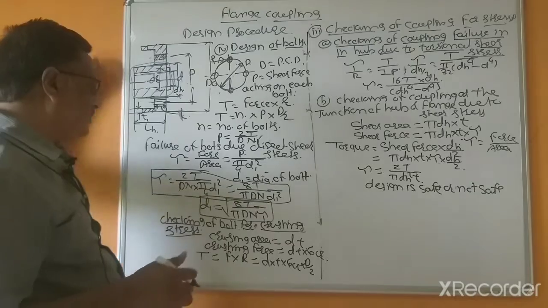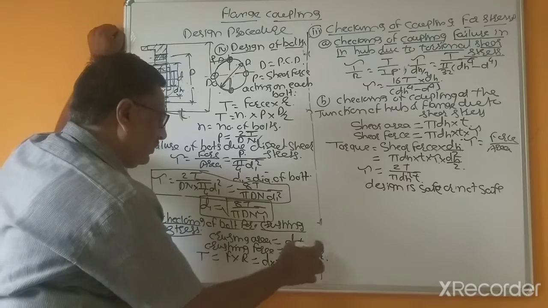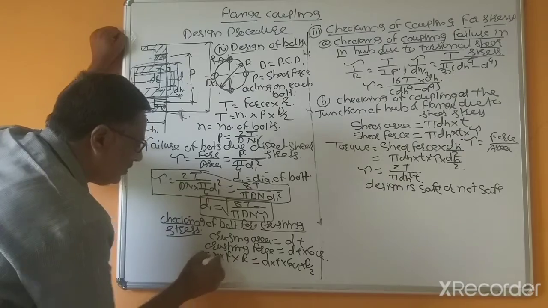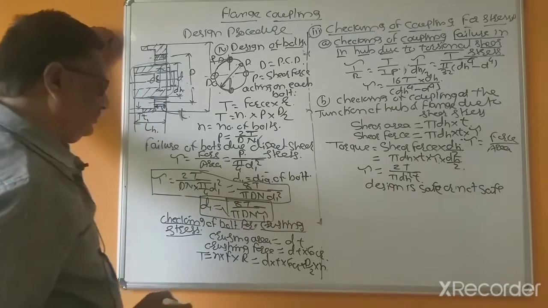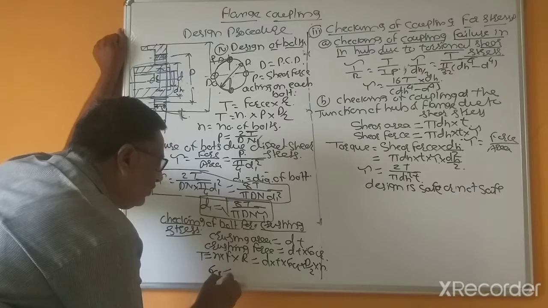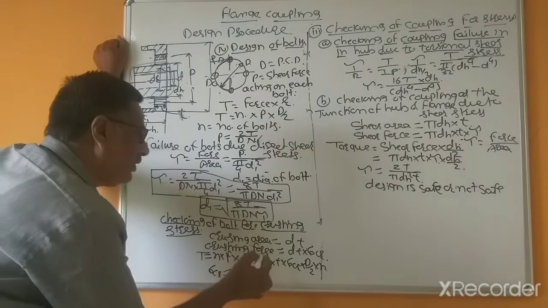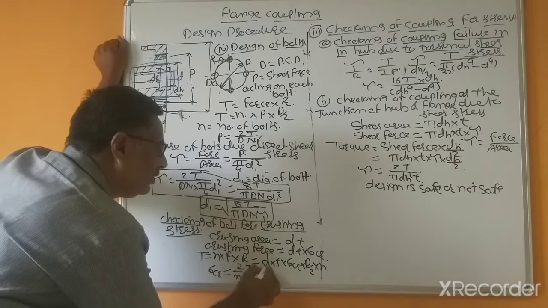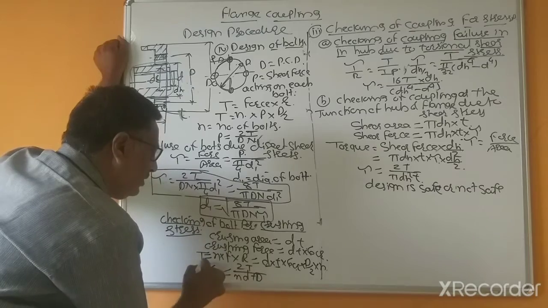So here's one term remaining, dt. Crushing force is equal to this multiplied by the total number of bolts, so that's why it is multiplied by n. Finally, crushing stress equals 2T divided by n into d into t, this dt. This is for checking purposes. n we already considered, and this is capital D.